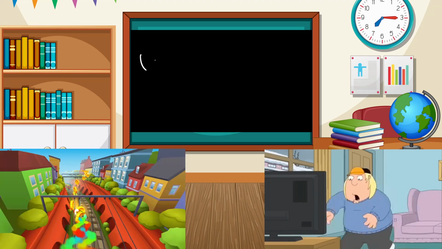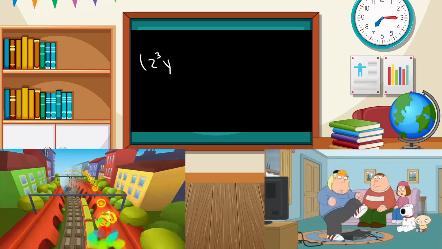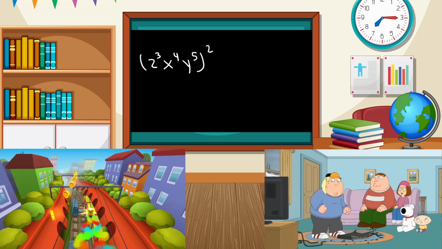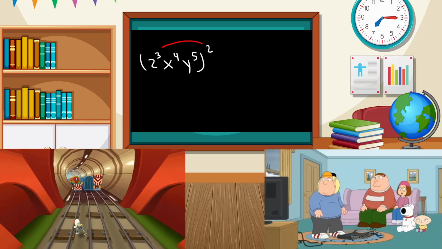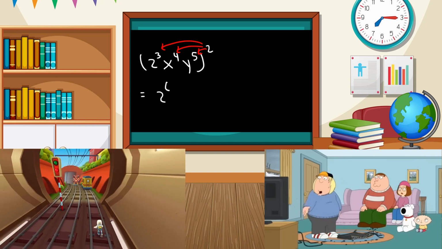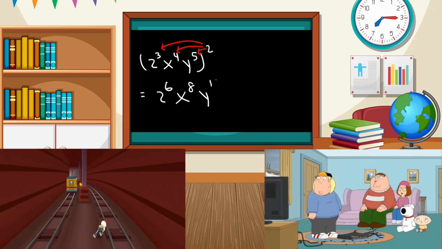Try this one. Let's say we have 2 to the 3rd power times, let's say x to the 4th, y to the 5th, squared. So the first thing we need to do is multiply every exponent on the inside by 2. So 3 times 2 is 6, 4 times 2 is 8, 5 times 2 is 10.